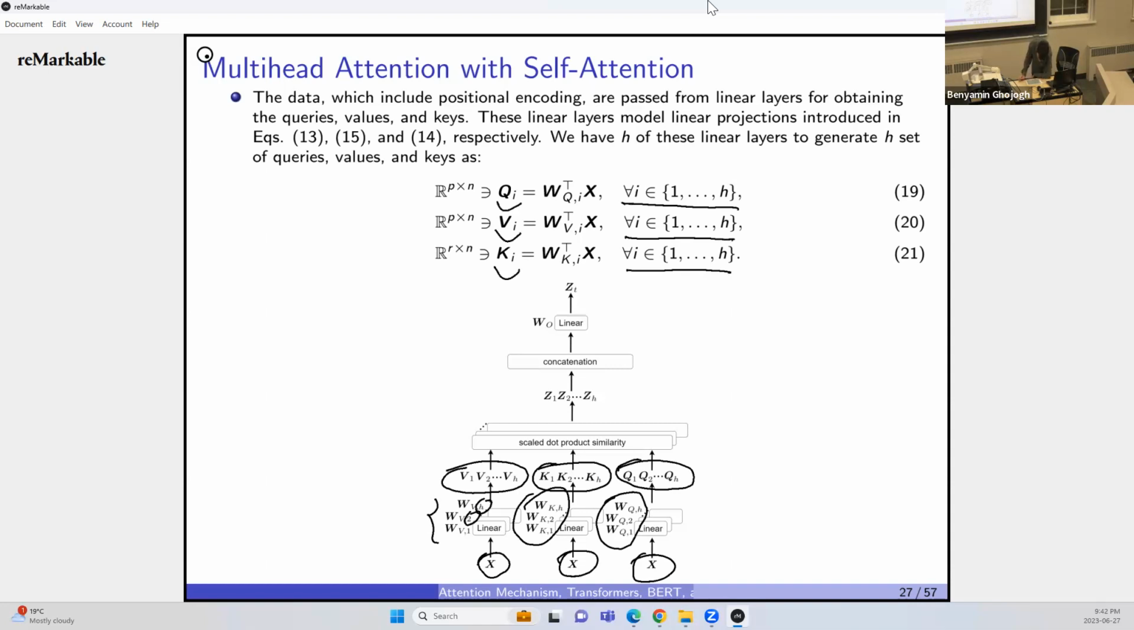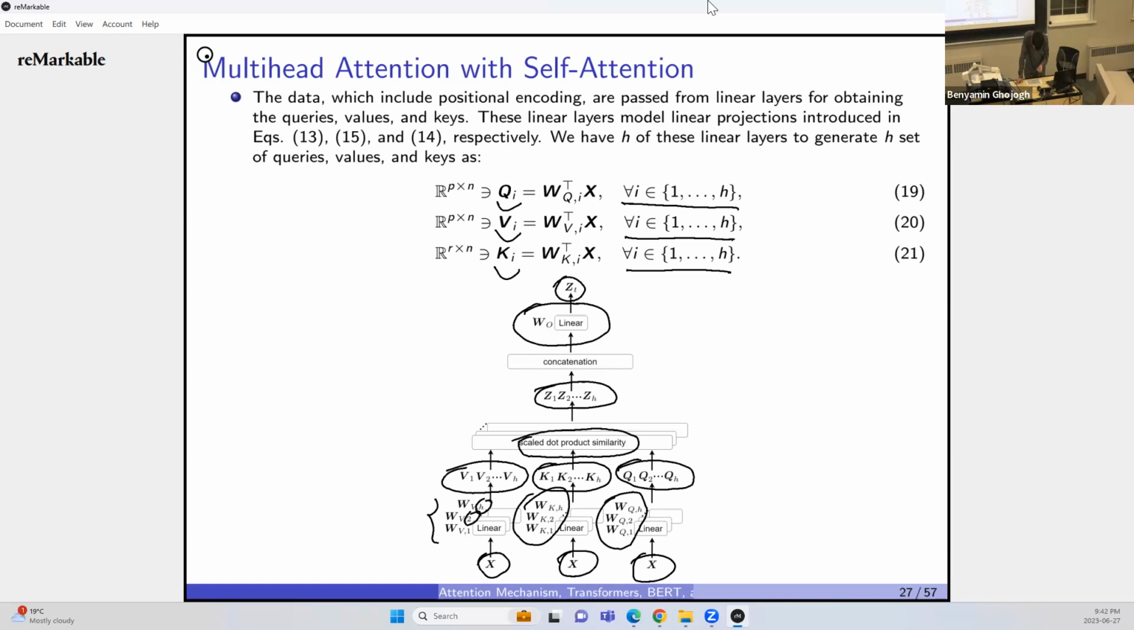QI, VI, KI, right? Then what do we do? Using a scaled dot product similarity that we had in attention, we can calculate Z1 to ZH for each of the heads. Then we concatenate them, and using a linear projection, WO, a linear layer, I have ZT, Z total. This is what they are doing.